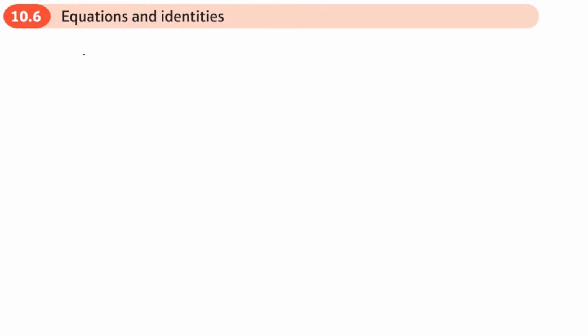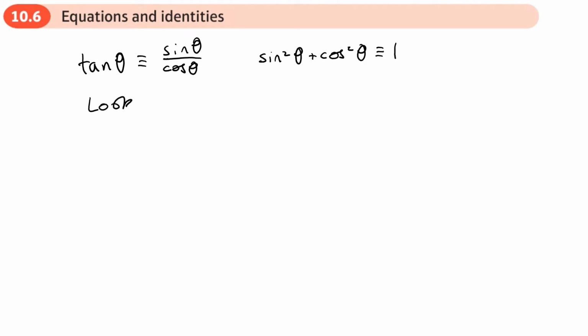tan theta is equivalent to sine theta over cos theta, and sine squared theta plus cos squared theta is equivalent to 1. And when we're solving these trig equations, look out for quadratics. You may have things that look like quadratics.